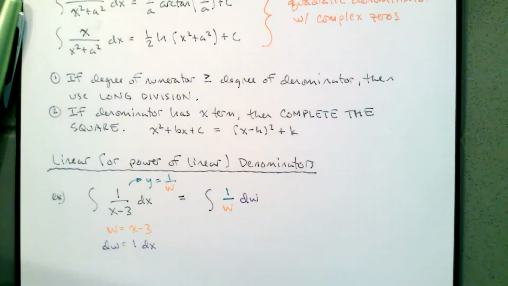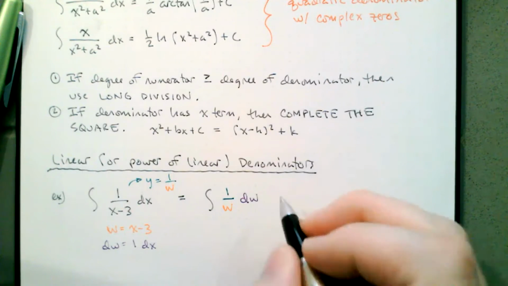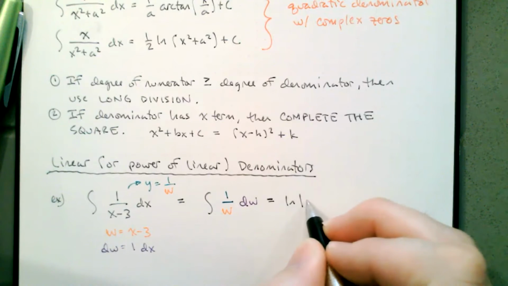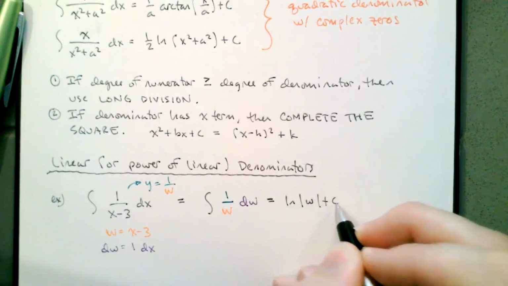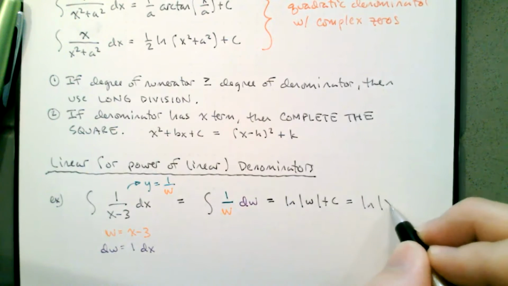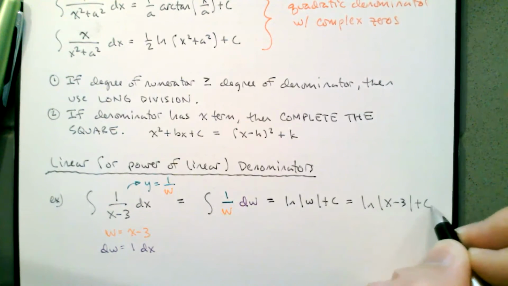The integral of 1 over w is natural log of, excuse me, natural log of absolute value of w plus c. And w is equal to x minus 3. So we get the natural log of the absolute value of x minus 3 plus c.